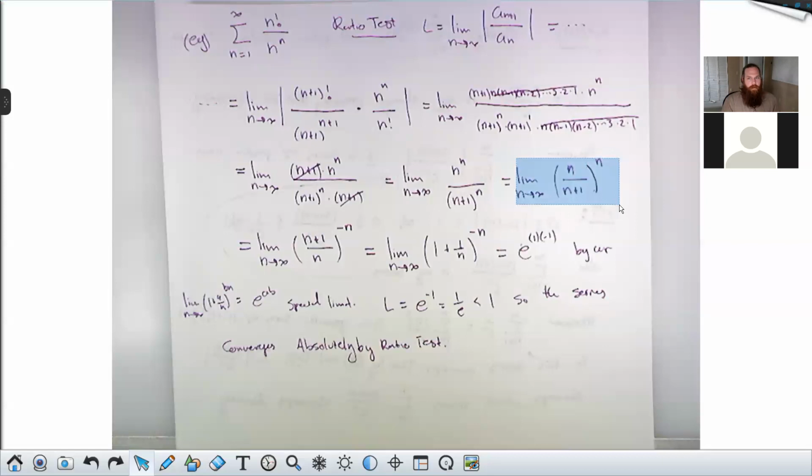So then I start trying to massage this algebraically to look like that. And the first thing I realize is that I need a 1. I need like 1 plus something. So if this was the reciprocal, it would be easier to write that way. So I take reciprocals. That makes the power negative. And then I split up the fraction. And now I'm in that nice 1 plus a over n raised to the bn form. So I know that this will be e to the a, which is 1 times b, which is negative 1. So I get e to the 1 times negative 1, which is e to the negative 1, which is 1 over e. Since e is like 2.7, this is like 1 over 2.7, definitely smaller than 1. So the series converges absolutely by the ratio test.